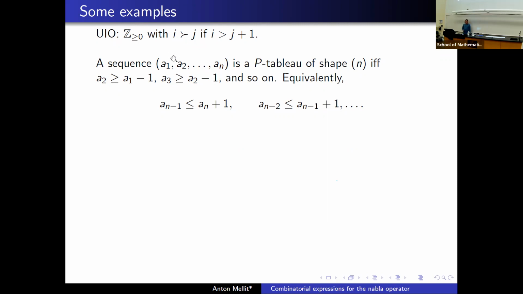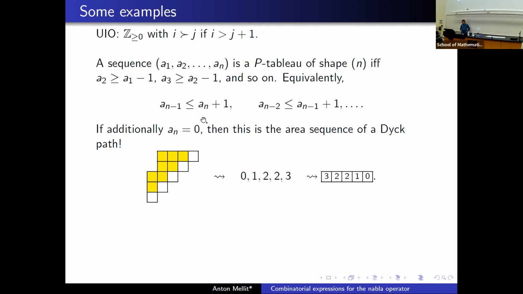So let's see. What does it mean to have a p-tableau of shape single row? A sequence is a p-tableau of shape n, a single row of size n, if I write the inequalities that must be satisfied, and I equivalently translate them in this way. If we start with a_n and then consider a_{n-1} and so on, you can observe that if a_n is 0, then the set of sequences you get is just what's called the area sequence of a Dyck path.